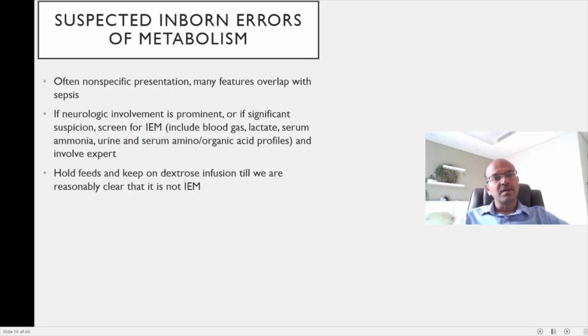So the inborn errors of metabolism could also have non-specific presentations, and often these overlap with all the danger signs we discussed earlier, and sepsis could present with any of these as well.